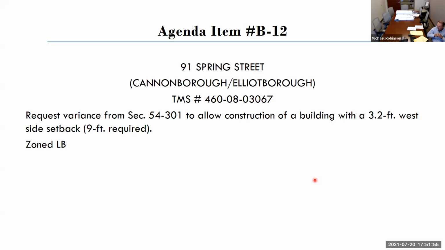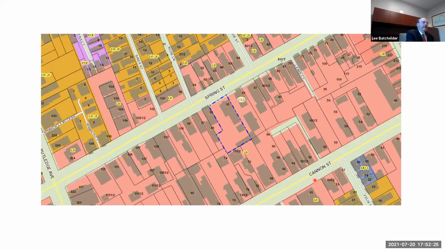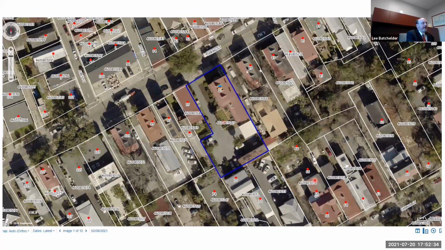Cannonboro Elliott Borough, request variance from section 54-301 to allow construction of a building with a 3.2-foot west side setback, 9 feet required, zone LB. This is a property on the south side of Spring Street and west of Cumming Street. It is a large property, as you can see on this map. It contains a building on the east side of the property and one at the very back. And the proposal is to construct another building in this area right here where I'm highlighting with my laser pointer.